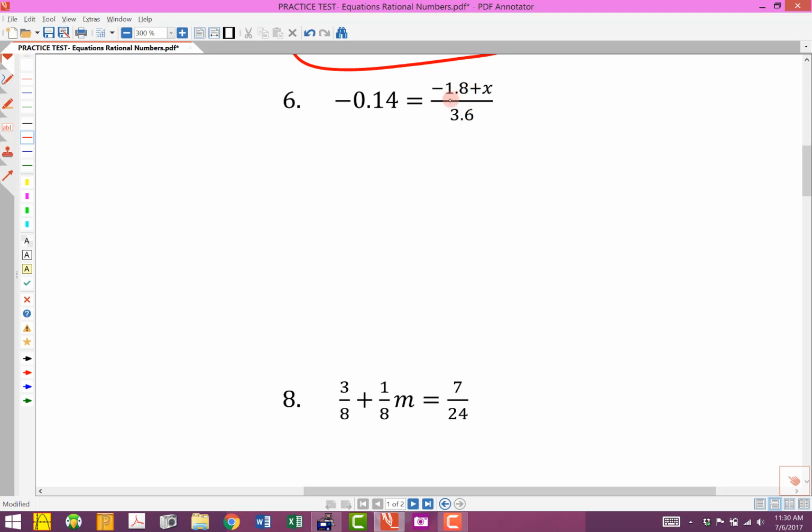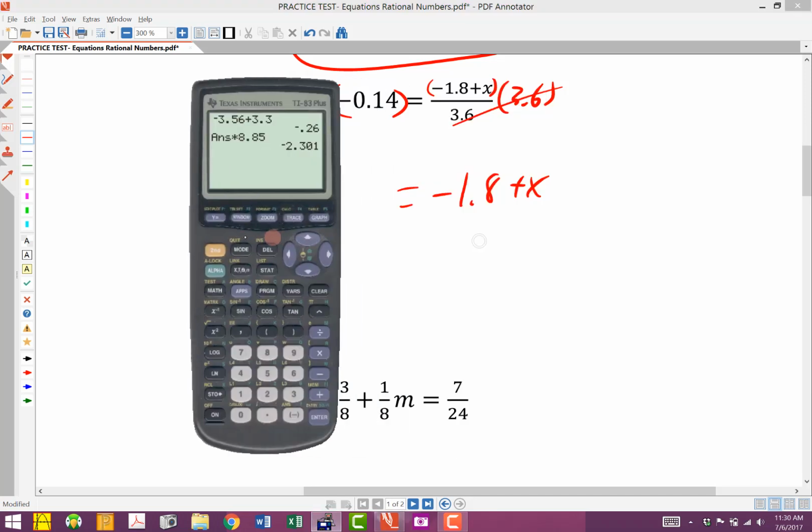We need to recognize that grouping symbol, that fraction bar. It puts the two of those together on the top. If you want to put a set of parentheses around them, you can. So we're going to undo that dividing by 3.6. We're going to multiply both sides by 3.6. So on this side they cancel to be a 1, so we have negative 1.8 plus x over here, and let's see what we've got on the calculator there.